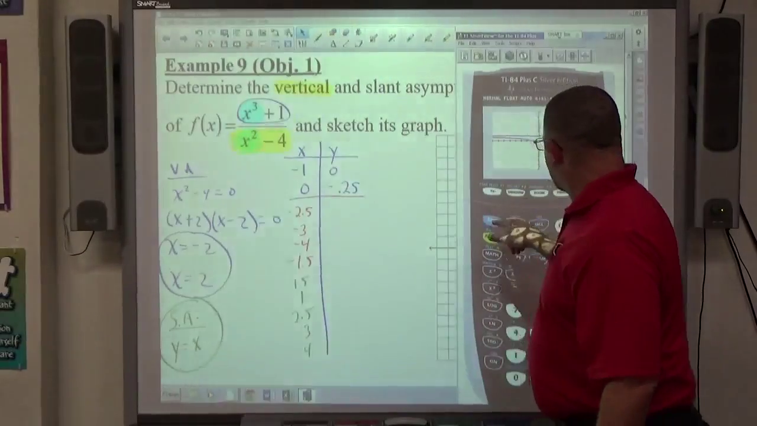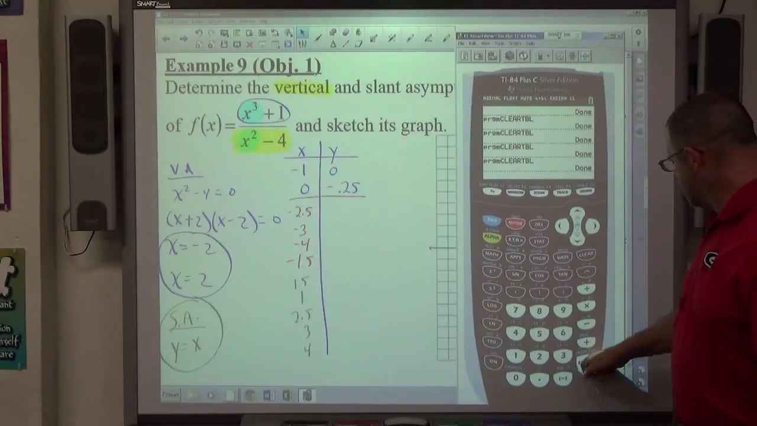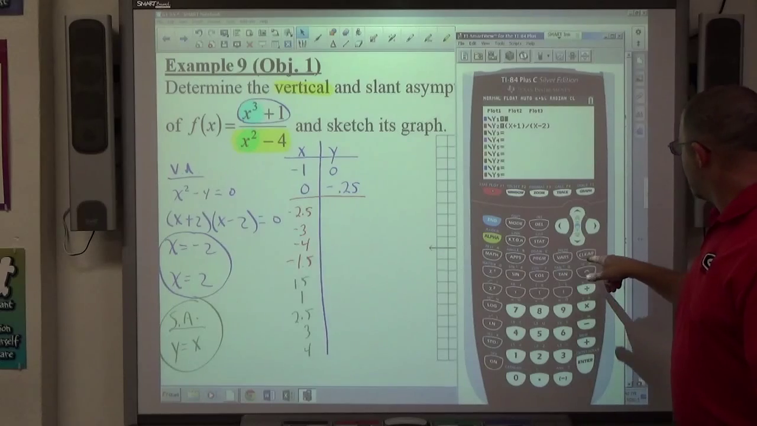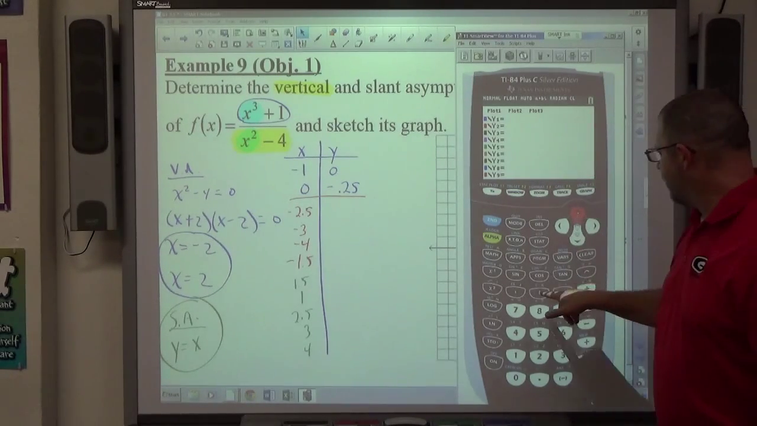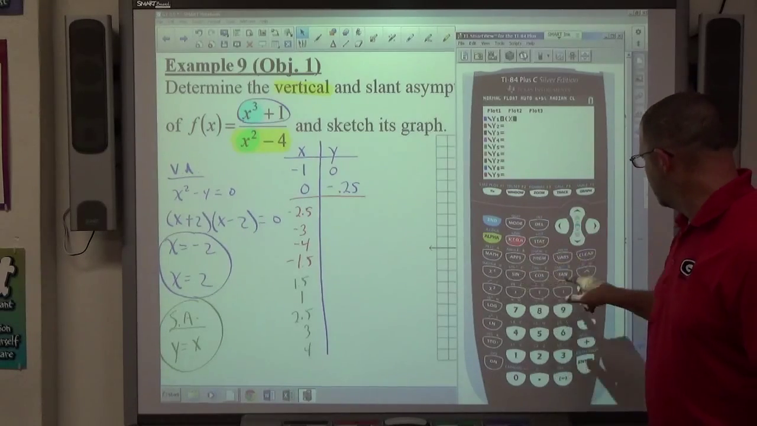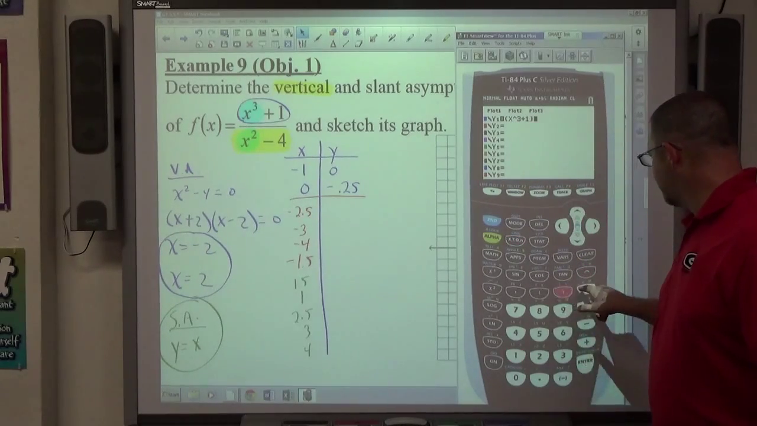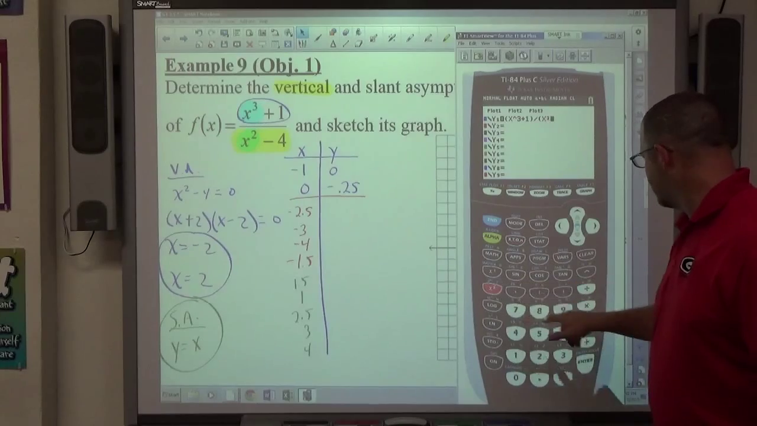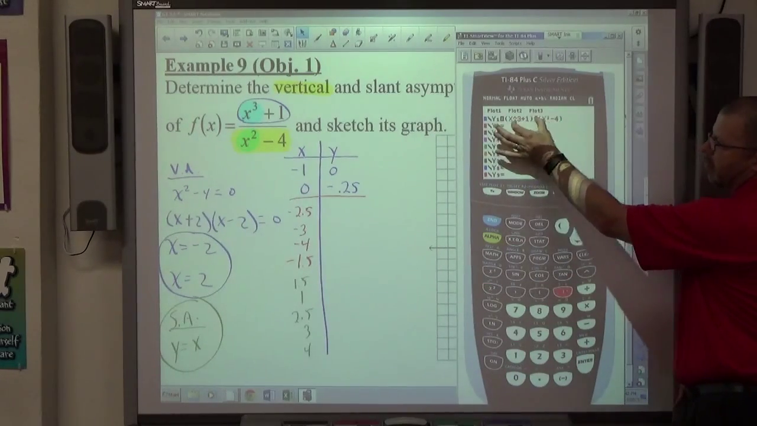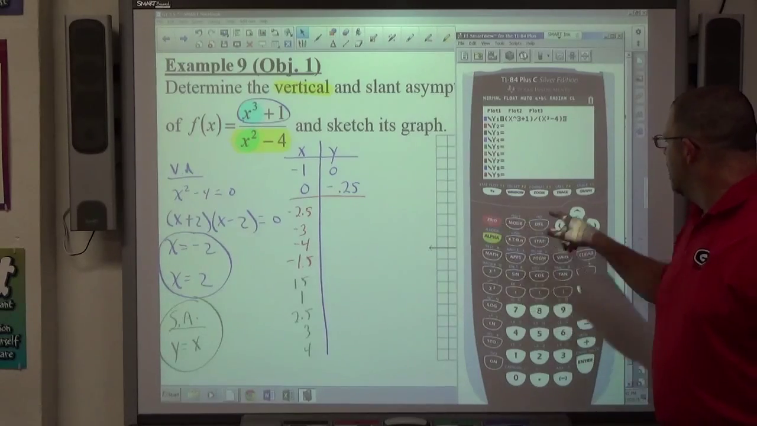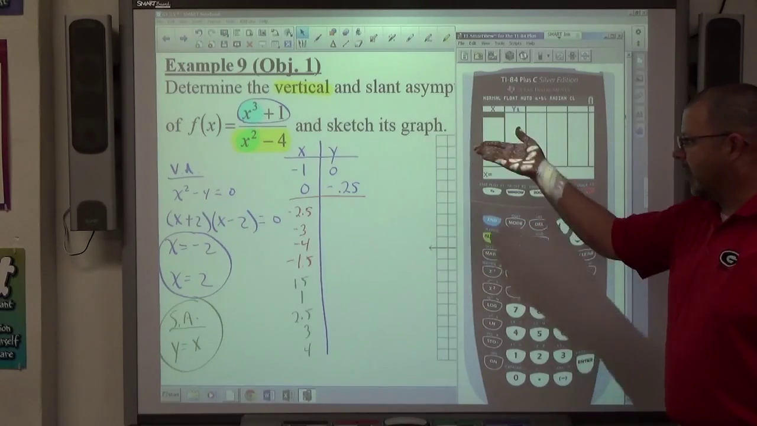So what I would do here, first of all, I'm going to clear my table, get rid of anything that's already in there, and enter the exact function I'm trying to graph, which is x cubed plus 1 divided by x squared minus 4. Be careful with all these rational functions that we're encasing the numerator and denominator in parentheses. I come over to my table and enter all of my numbers.